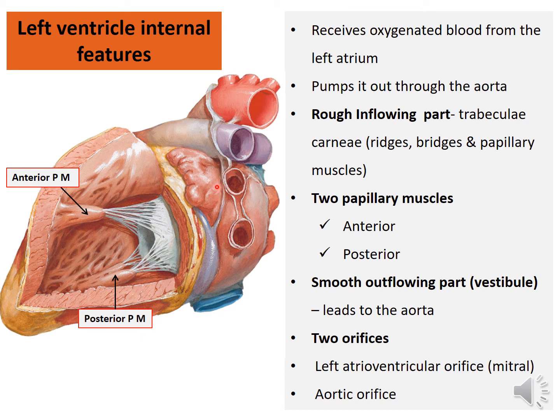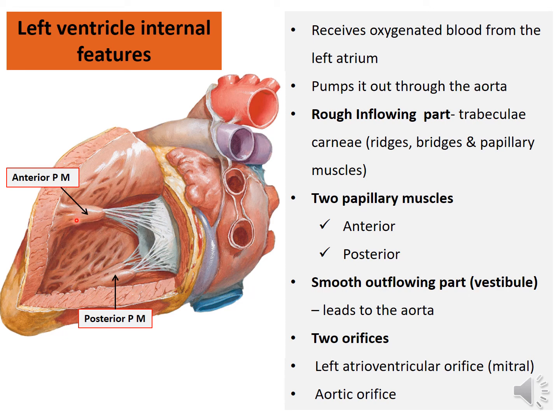We'll move on to the left ventricle internal features. As you know, the left ventricle receives the blood from the left atrium, then it pumps the blood out through the aorta. Similar to the right ventricle, even the left ventricle has two parts. The rough inflowing part, as you see here, and the upper part is the smooth part, which is also called the vestibule, and that leads to the aorta.